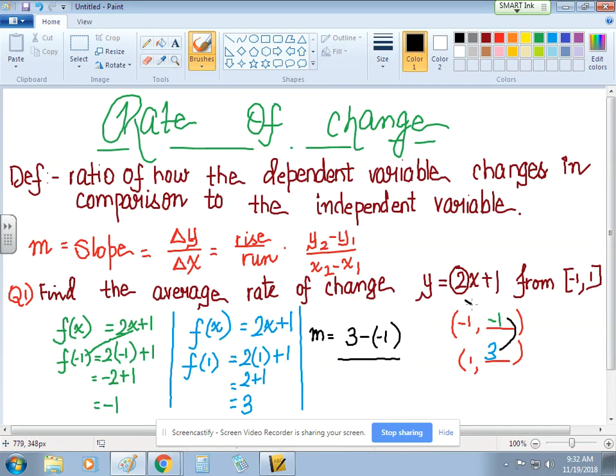over, let me label them x and y. Both of these are y's and these are x's. And now I subtract my x's: 1 minus negative 1. The minus is part of the formula right here. There's already a negative, so it changes to 3 plus 1, which is 4. And this one changes to 1 plus 1, which is 2. So 4 over 2 can be simplified and written as 2. So you can see that the average rate of change for this question is 2.